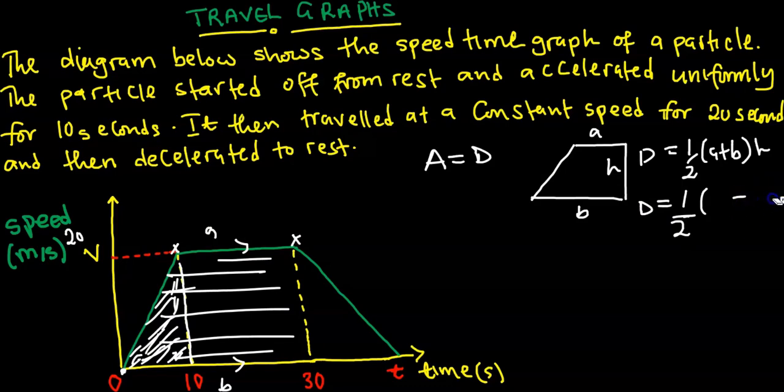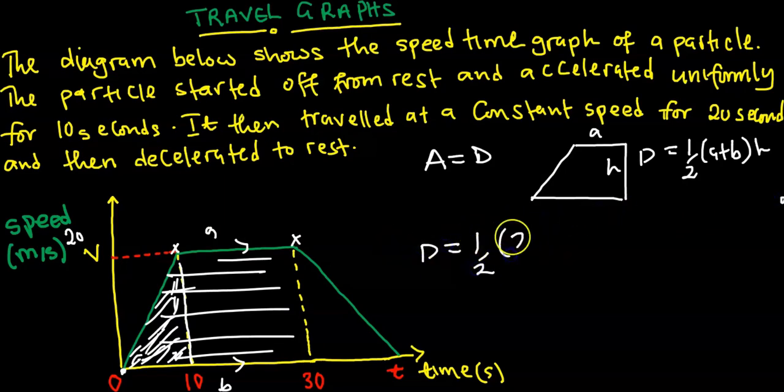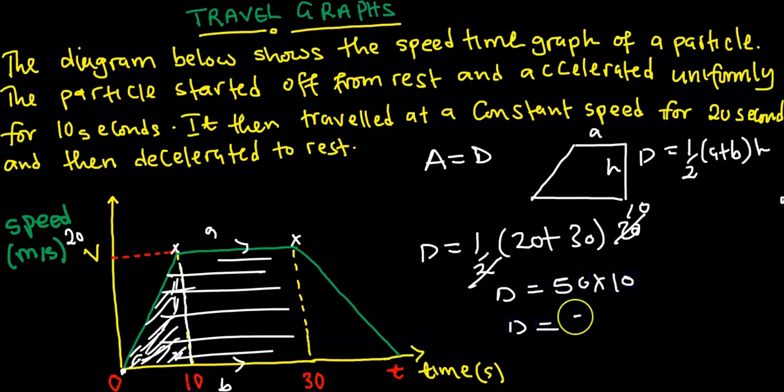Let me just create some space. So it's going to be distance is equal to half times (20 plus 30), then multiply by 20, that is the height. So calculating the distance here, 2 into 20 is 10. We work out the brackets first. So 20 plus 30 gives us 50. So distance is equal to 50 multiplied by 10, and therefore the distance is going to give us 500 meters.